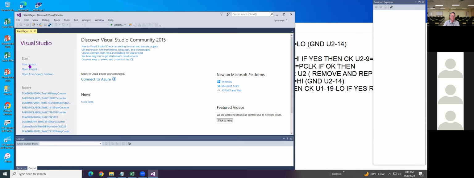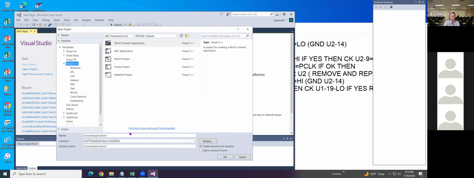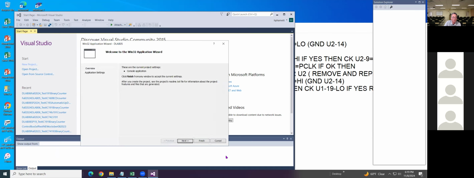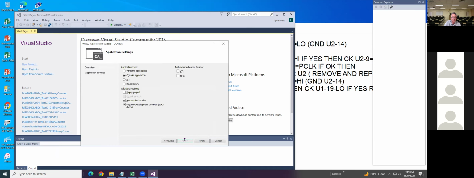Okay, you say new project, right? And you can type DLab 05, or something else, I don't care. And you look for browse where you want to save. Now I say okay, and you say next. Take it out. Empty. Finish.